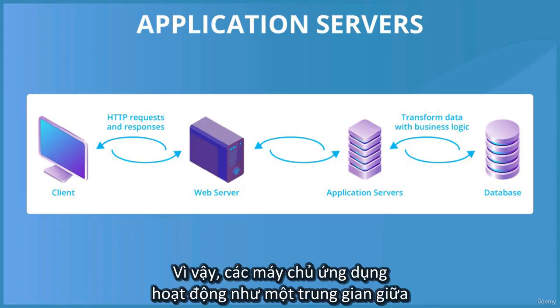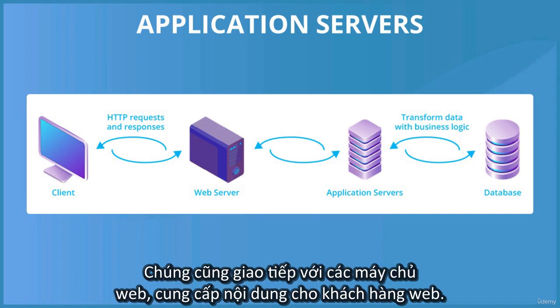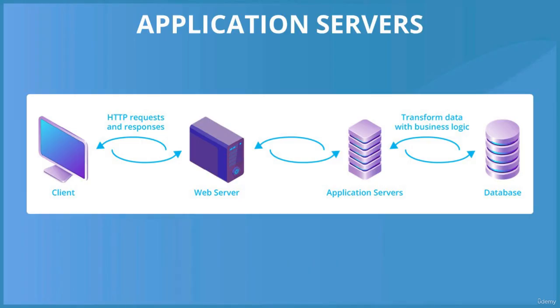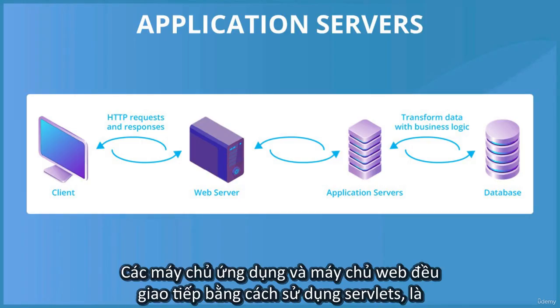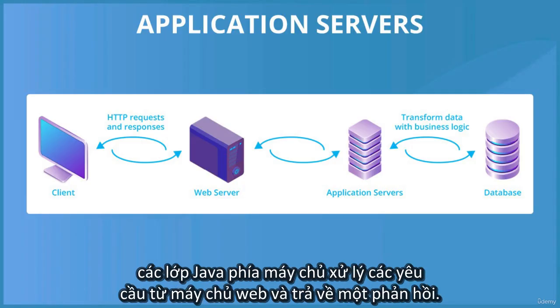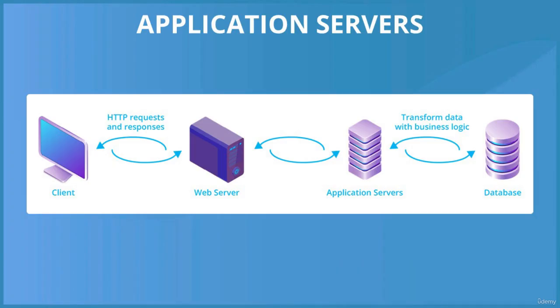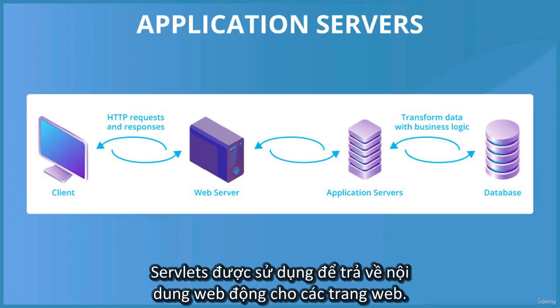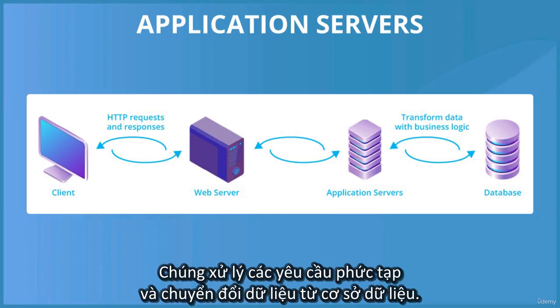So application servers work as an intermediary between databases, which store application data, and web clients. They also communicate with web servers, which deliver content to the web client. Application servers and web servers both communicate using servlets, which are server-side Java classes that process web server requests and return a response. Servlets are used to return dynamic web content to web pages. They process complex requests and transform data from the database.